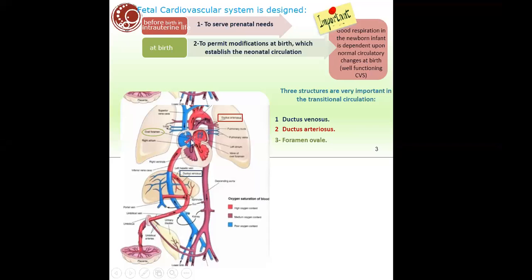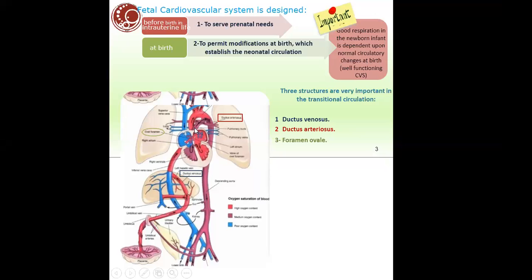From there, here we have the foramen ovale, and from the foramen ovale, it will come to the left atrium, and from there to the left ventricle. From here, we have the ascending aorta. Here we have the arch of the aorta. Some of the blood from the right atrium, which is left behind, will come to the right ventricle. From the right ventricle, it will go through the pulmonary trunk.